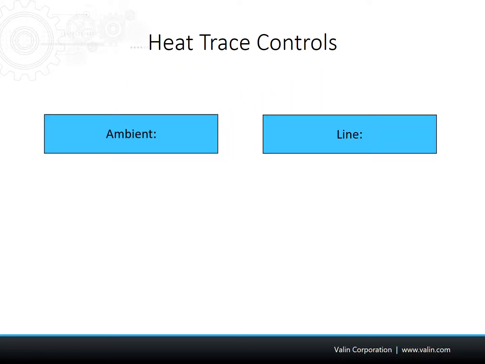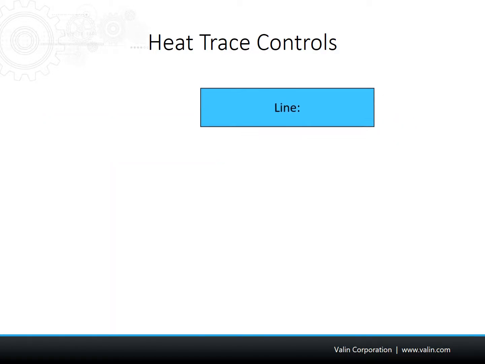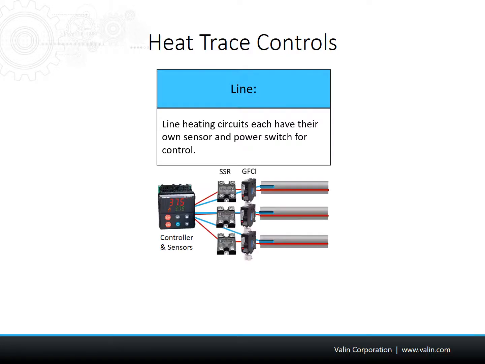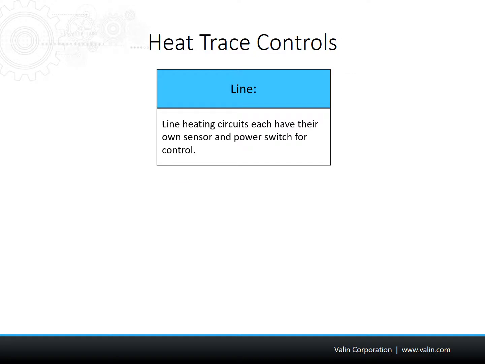Next, we'll be taking a look at line heating controls. Line heating circuits each have their own sensor and power switch for control. Unlike ambient sensing, there will be a thermocouple on each circuit. This will in turn feed the controller that will power each SSR for each circuit. This would give us 3 zones of control in this example.